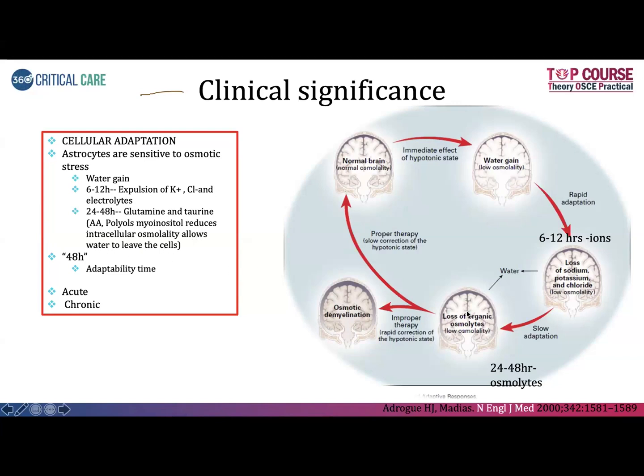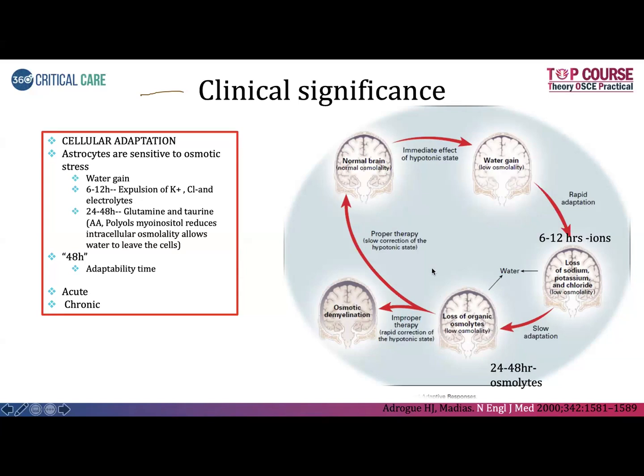and allows water to leave the cells. So if these are there, this will be osmotically more osmotic. So what happens is that water will diffuse from blood into brain, and that will result in cerebral edema. So it's a compensatory or adaptive mechanism. Thereby it loses almost all of these amino acids to prevent edema. So this slow adaptation takes place over a period of 24 to 48 hours.